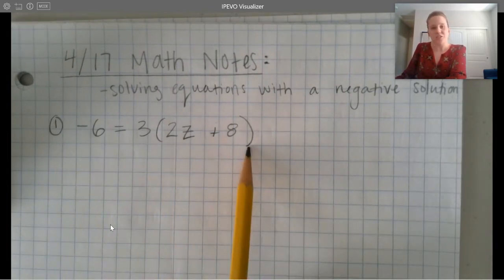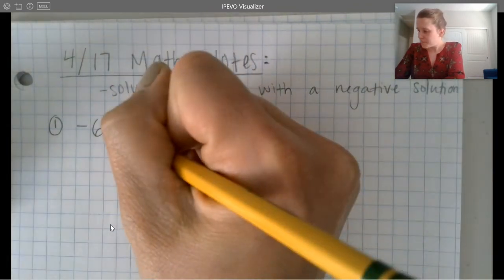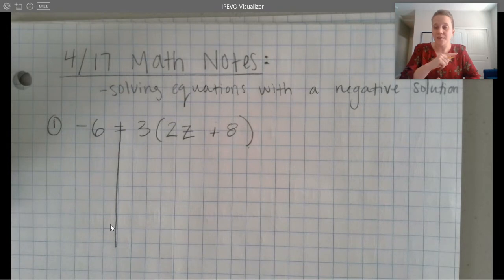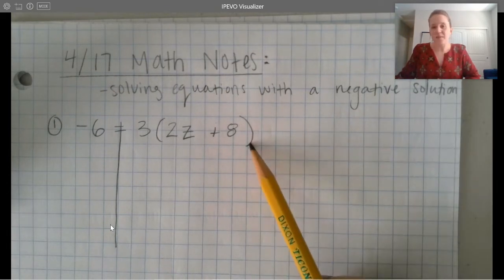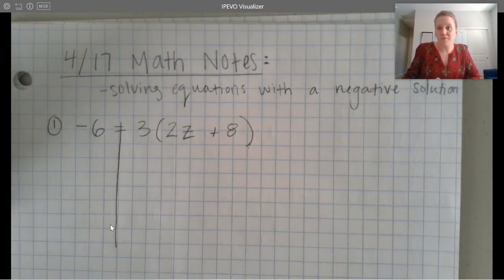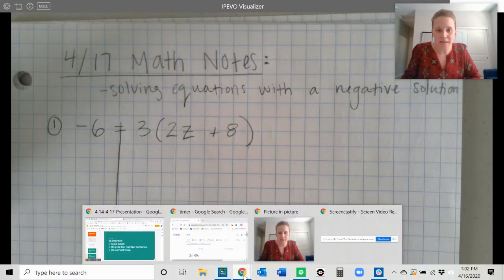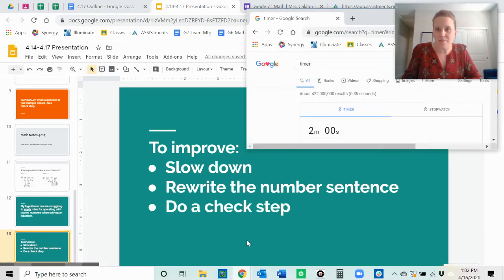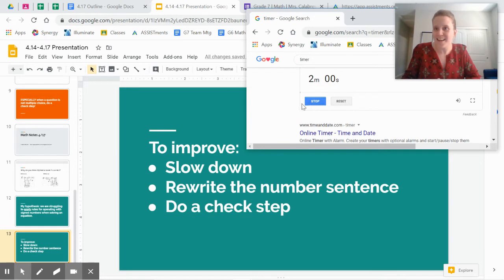Please copy this equation down on your paper. I am going to give you about 20 seconds to do that because I want to put my tips back up on the screen. 5 seconds left to copy this on your paper. Awesome. Please solve this equation, remembering the steps, or not the steps, the suggestions that I made here. So do these 3 things as you're solving, and I've got your timer ready to go, starting now.